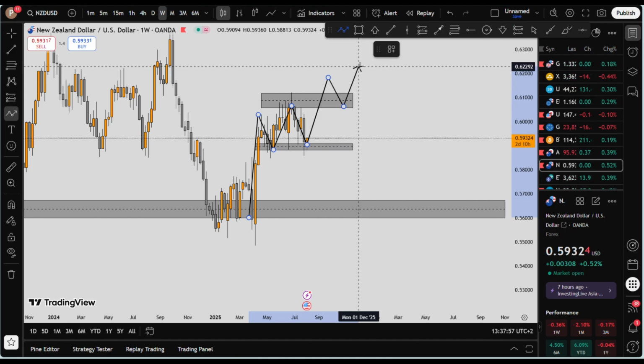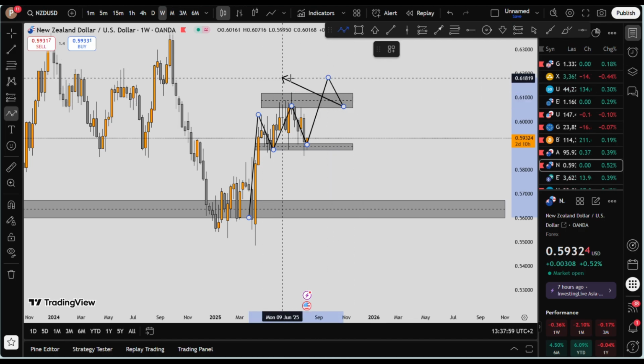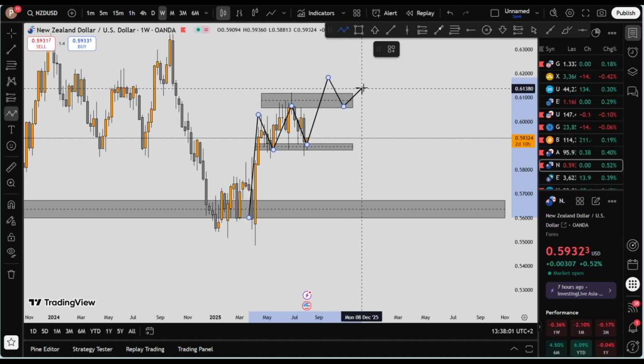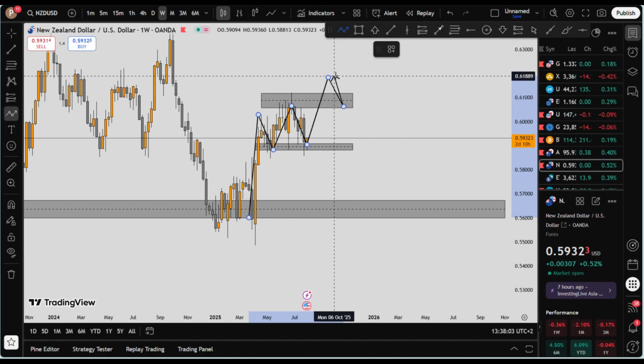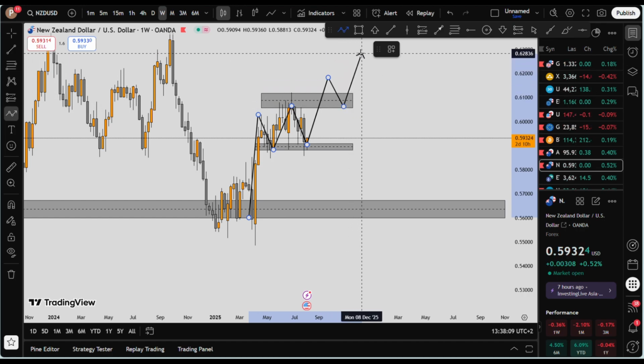So in this case, if the market were to break above this level, this is what I would expect. This is what I would wait for. If it breaks and closes above, I wait for the retest, I enter on the retest, I enter longs, I enter buys, right, like that.